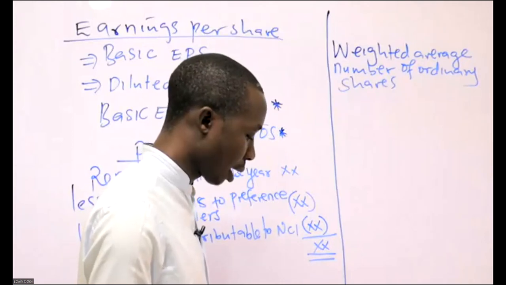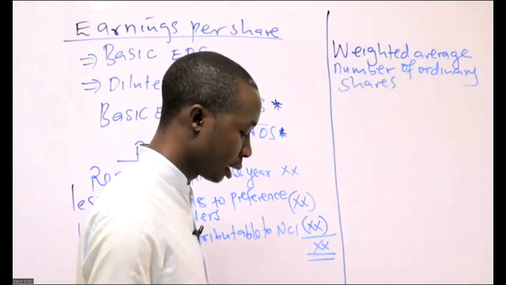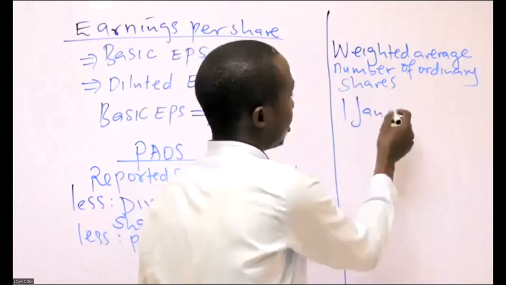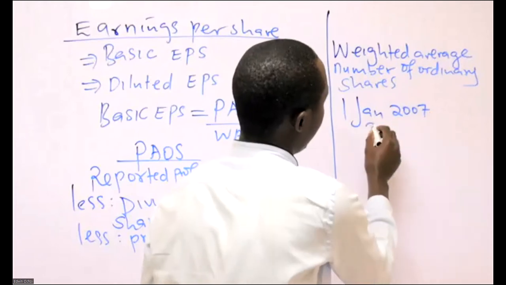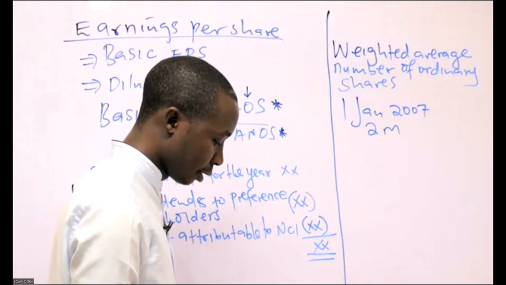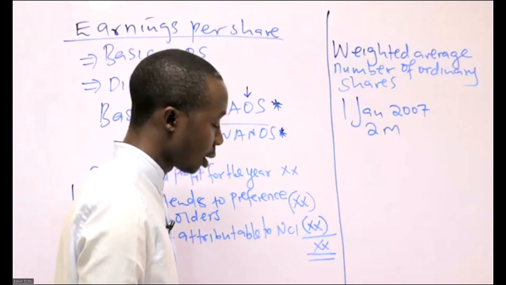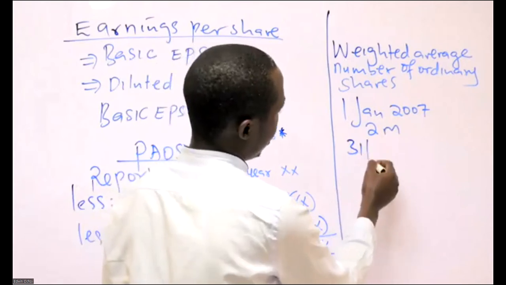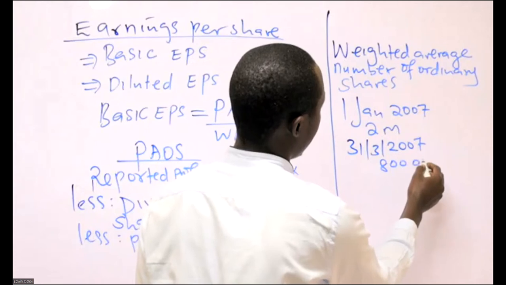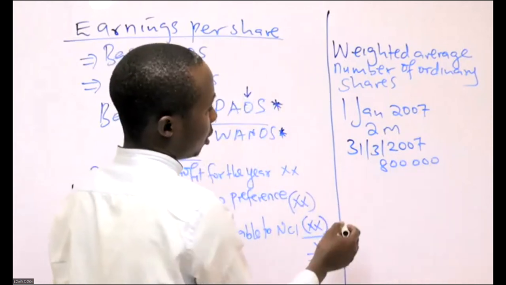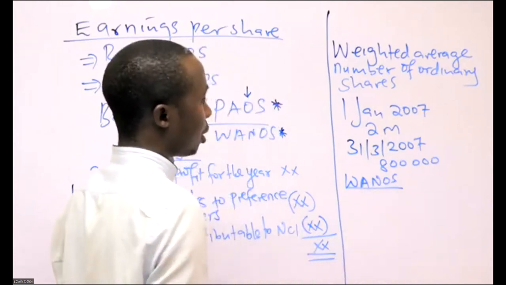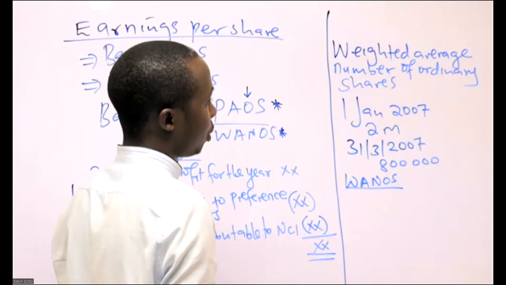I have the hard copy of this question. It says, assume that a company had 2 million ordinary shares outstanding as at 1st January 2007. So there was that 2 million outstanding from the start of the year. Then on 31st March 2007, the company issued an additional 800,000. Now you are told to do the one-offs. There are two ways you can weigh.